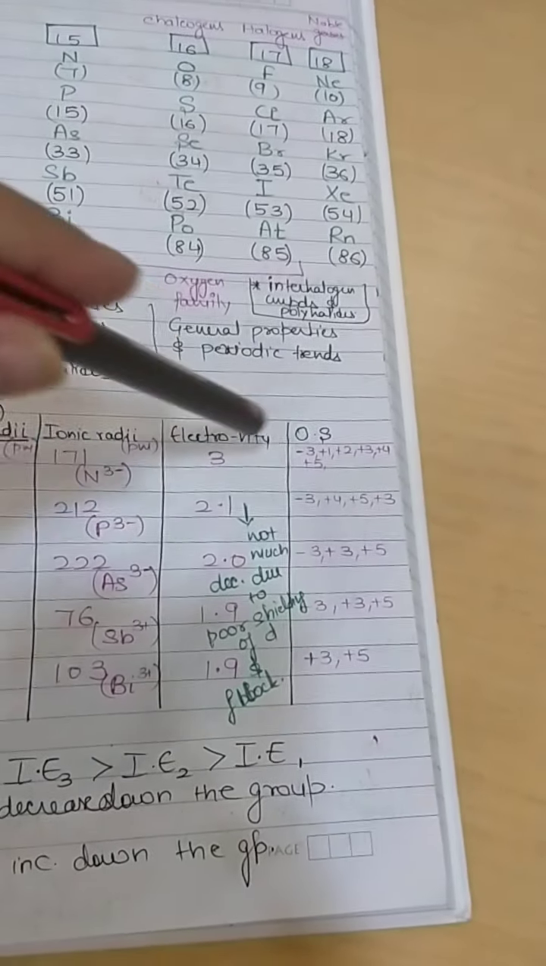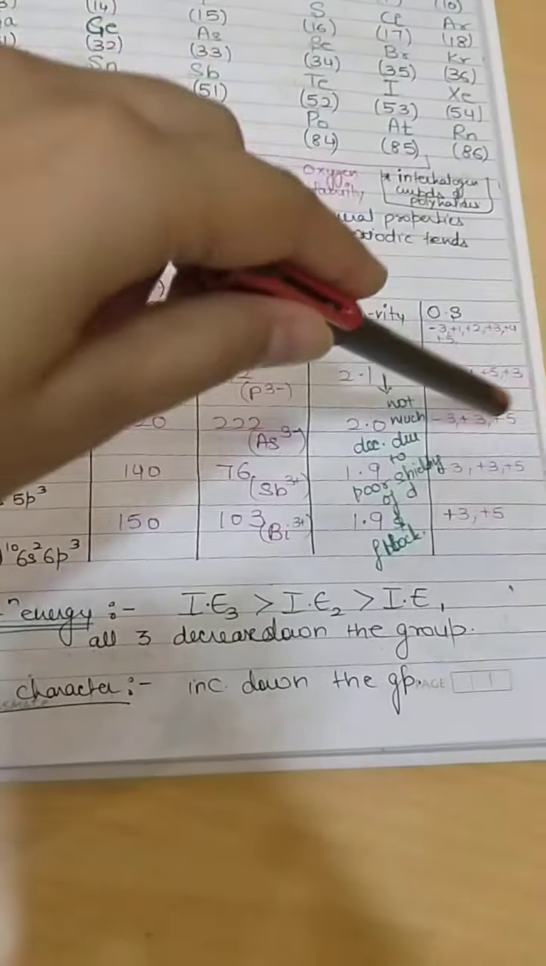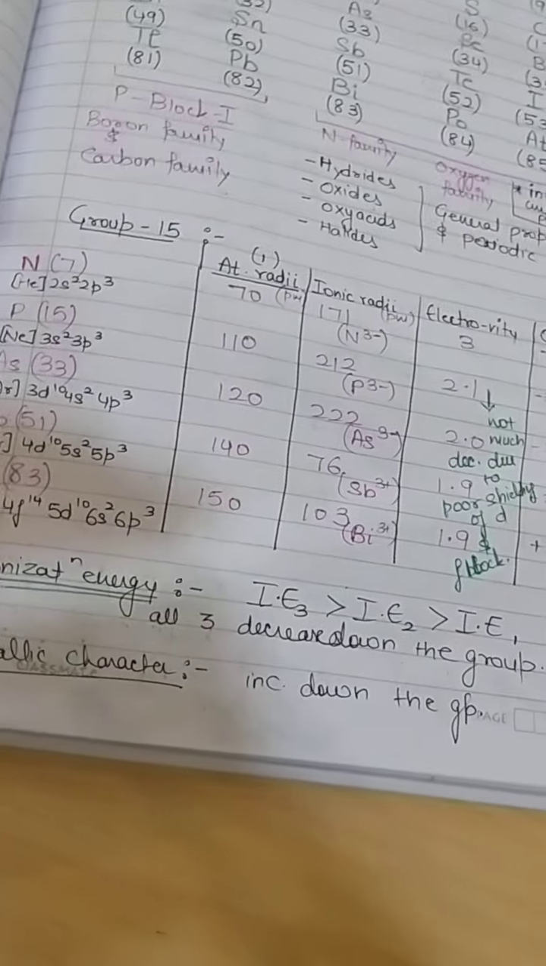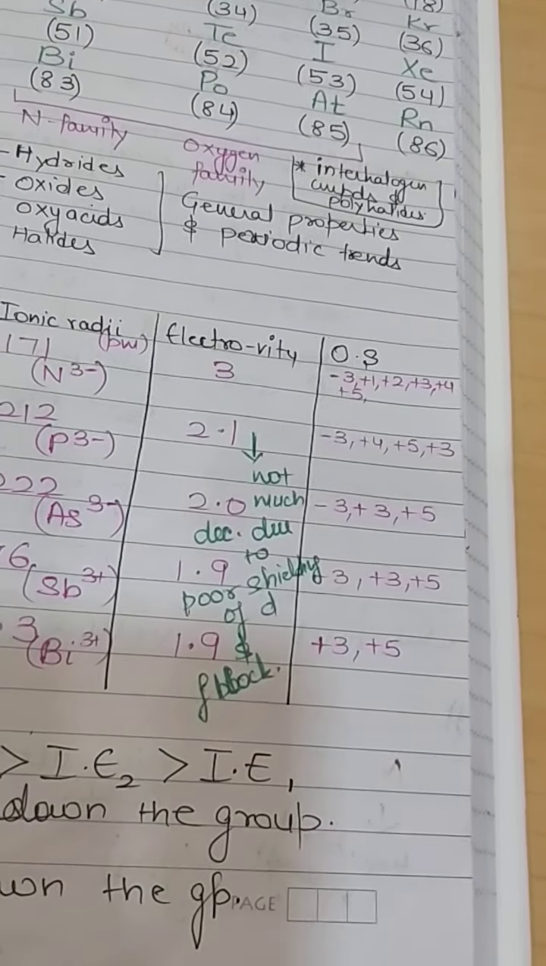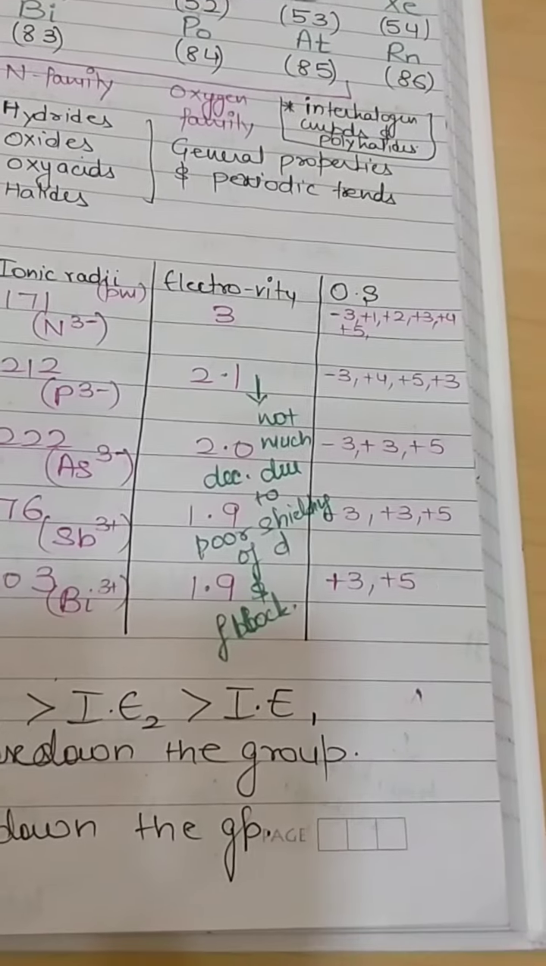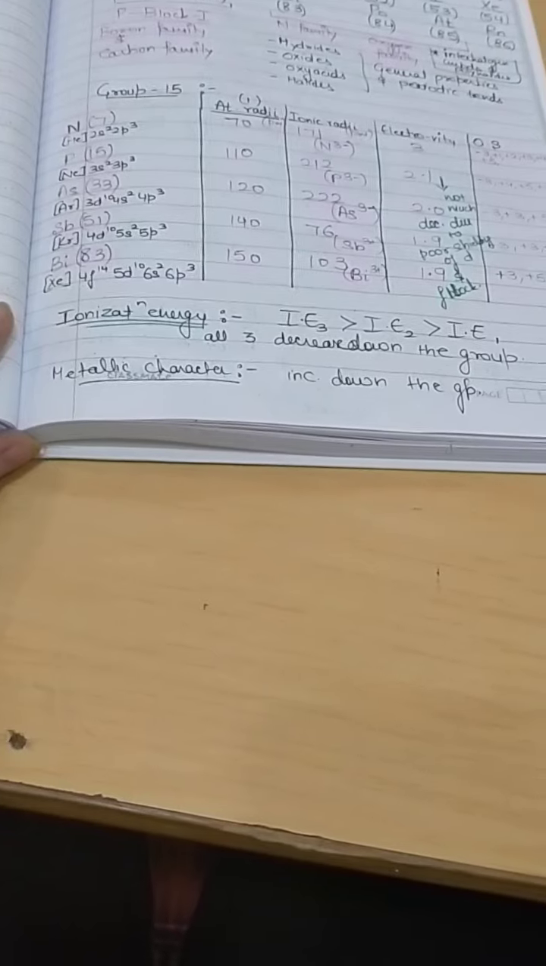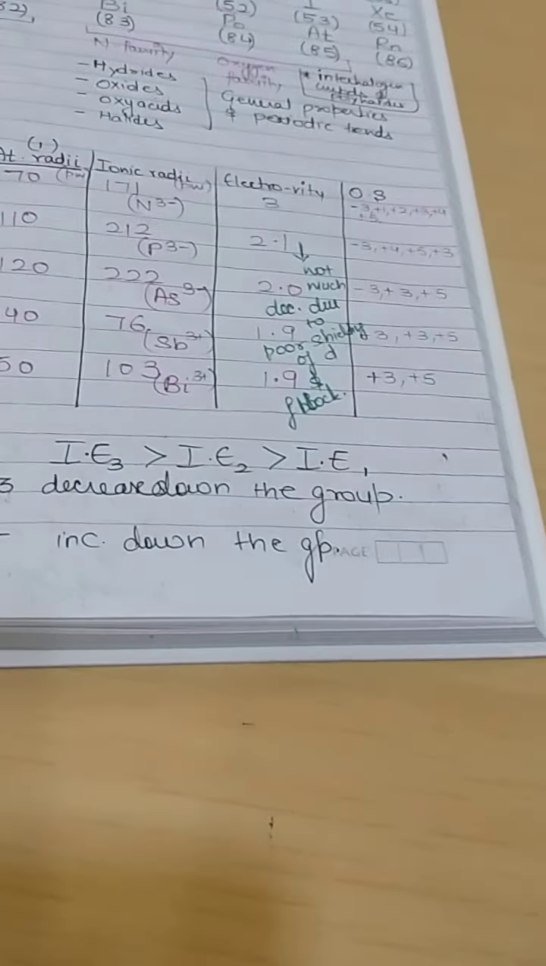These are the common oxidation states for all these elements. Next is the ionization energy. The most common oxidation state is -3 for the above ones. As electropositive character increases, bismuth doesn't exhibit any negative oxidation state. Its most common oxidation state is +3.